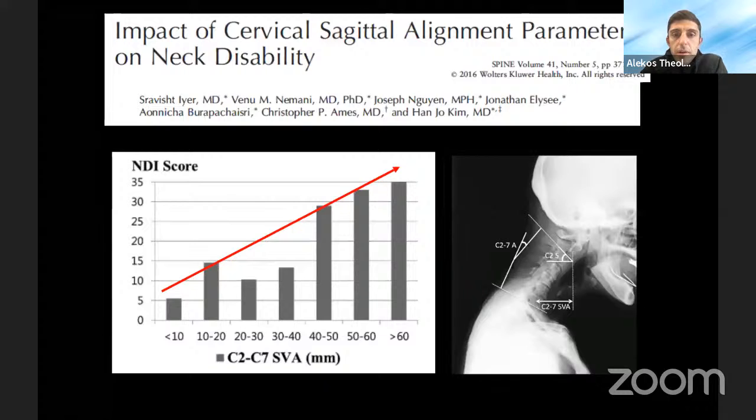You can see a study by HSS as well as Dr. Ames here at UCSF that demonstrated that increasing C2-7 SVA resulted in increasing NDI scores. And around 4 centimeters or so, that's when people really start to become more affected by this.